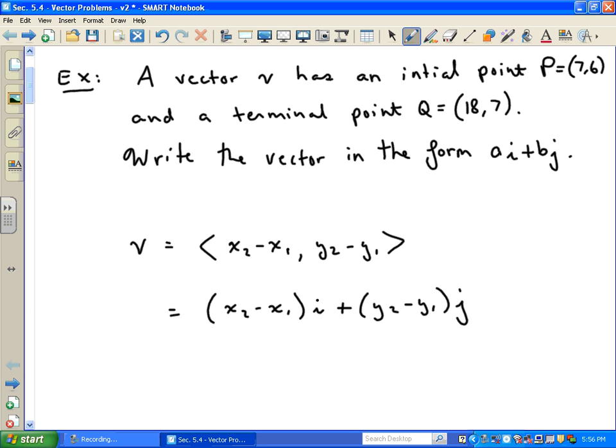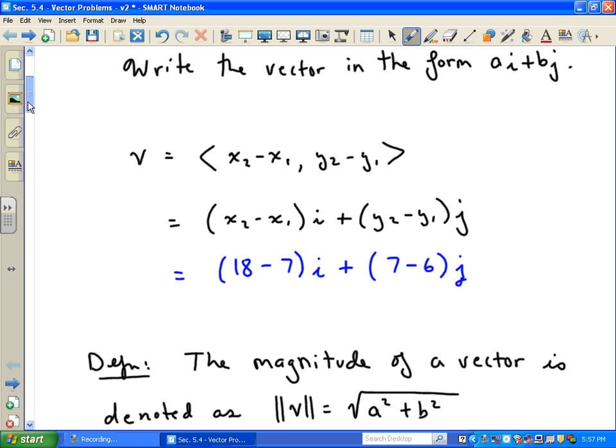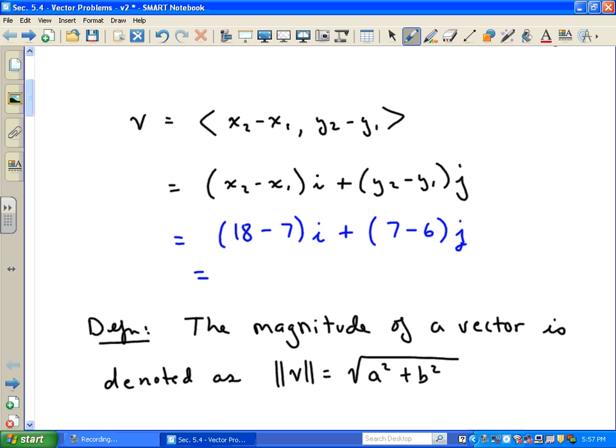Alright, so in this case I'll go up and label my points. I'll call the first one x sub 1, y sub 1, and then the second one x sub 2, y sub 2. From above, x sub 2 is 18 minus x sub 1 is 7. That will be the component in front of i, and then plus y sub 2 is 7 minus y sub 1 is 6. That would be the component in front of j. And so this vector will end up being 18 minus 7 is 11i, plus 7 minus 6 is 1. If you ever have a constant value of 1, you don't have to write it. And so you would end up with 11i plus j.